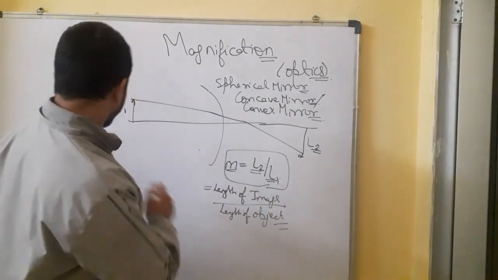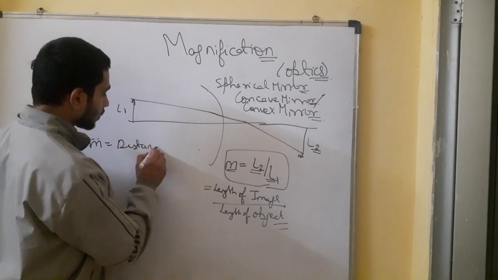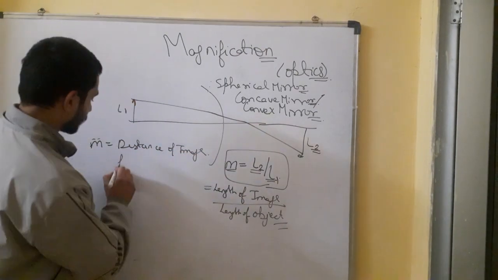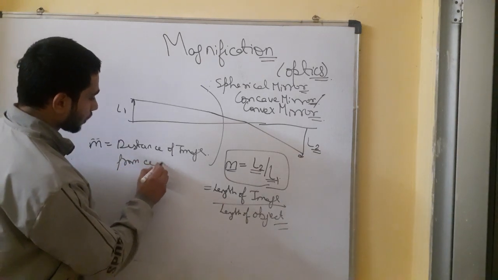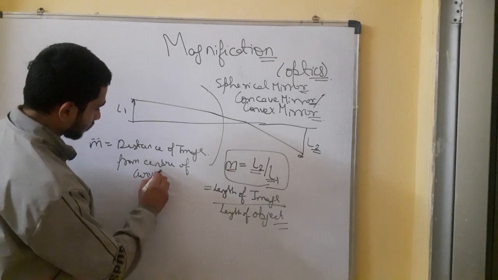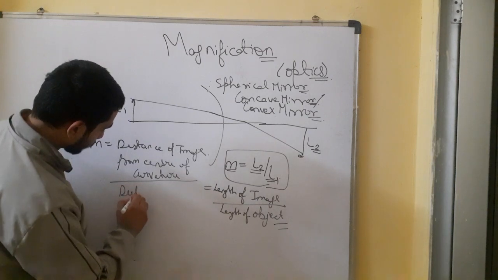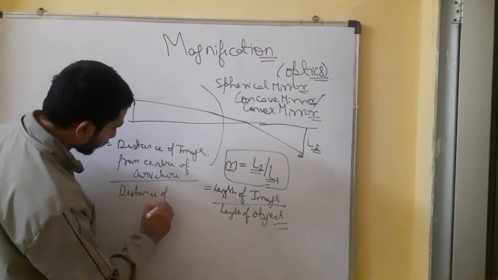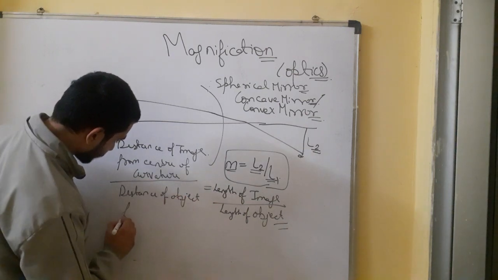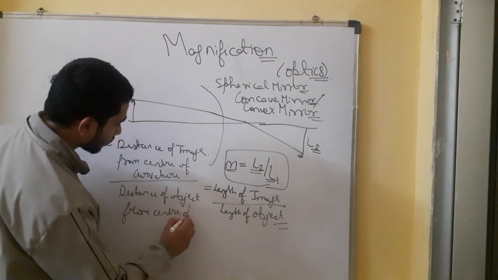It is also defined as distance of image from center of curvature upon distance of object from center of curvature.